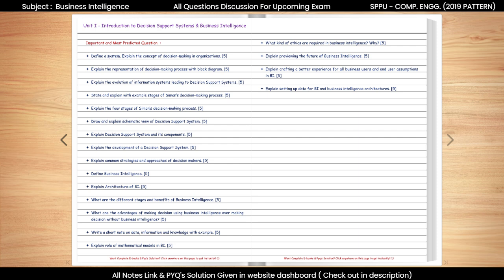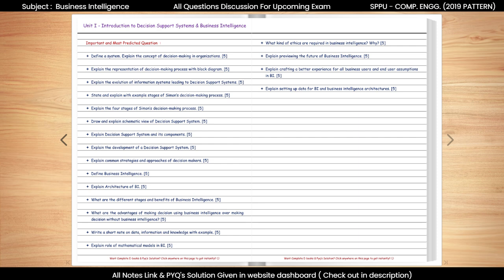Now, let us move on to our next important topic, development of decision support system. From this topic, we can expect questions such as, explain the development of a decision support system. Developing a decision support system involves identifying decision needs, collecting relevant data, designing models, building user-friendly interfaces, and testing the system.